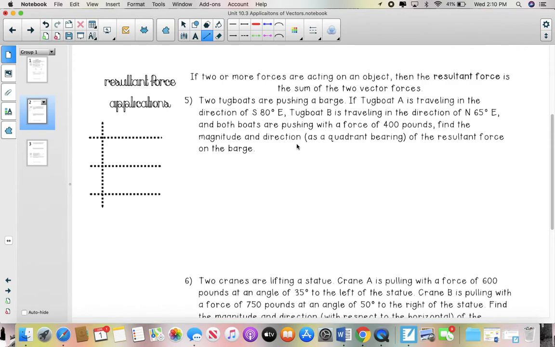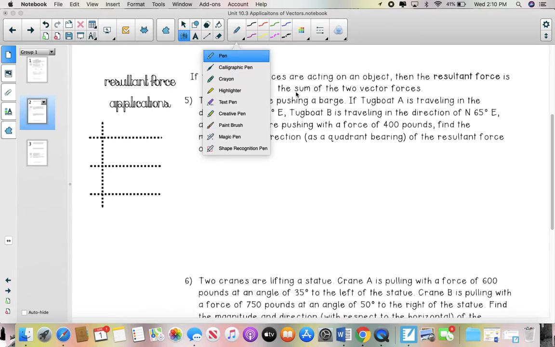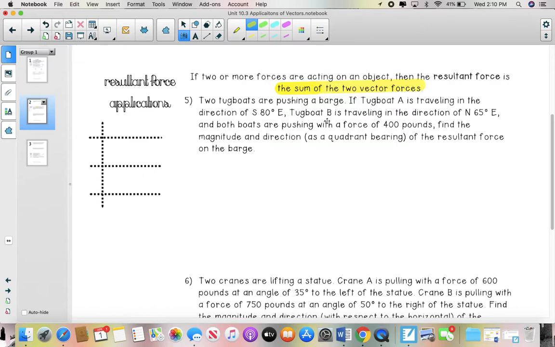Okay, so resultant force says that when two or more forces act upon an object, the resultant force is the sum of the two vector forces. So let's go ahead and read this and see what we've got. We have two tugboats pushing a barge, okay?